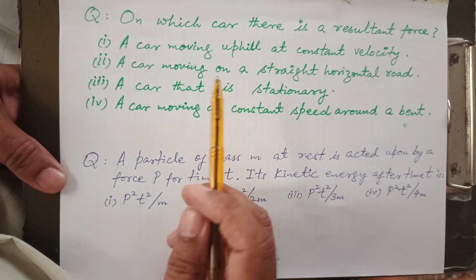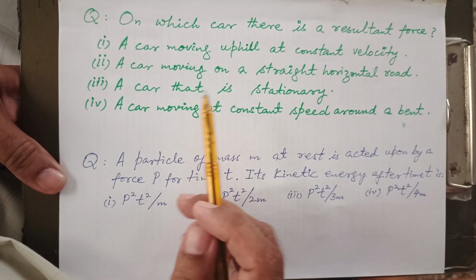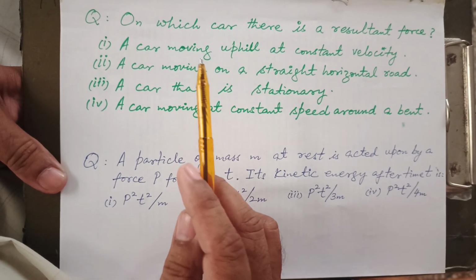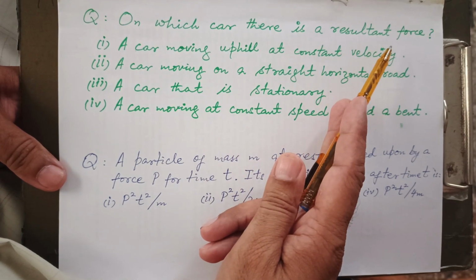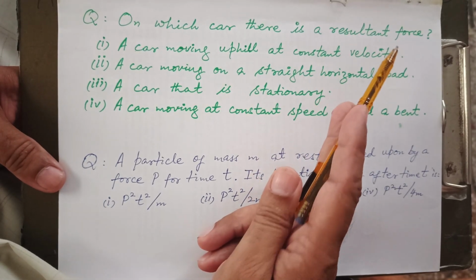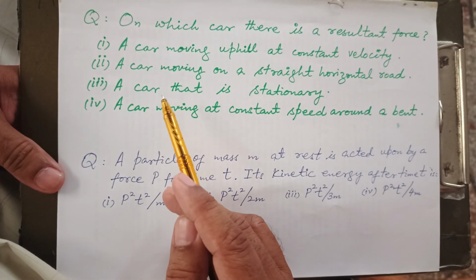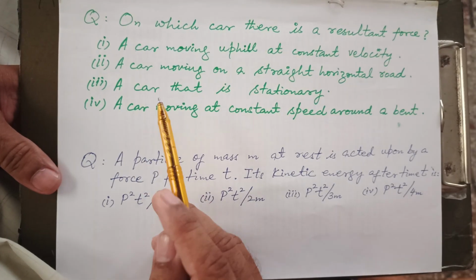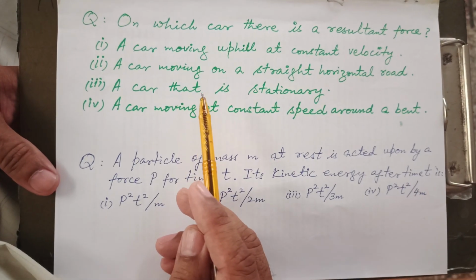Whenever you are performing such types of questions in a test, either it's a NEET test, MDCAT, whatever it is, you have to be very fast. So first of all, try to understand the question: on which car is there a resultant force? Force arises when there is acceleration. Force is the product of mass and acceleration. So you have to find in which case we have an acceleration, because mass is available in each case. The case in which the car has an acceleration will have a resultant force.